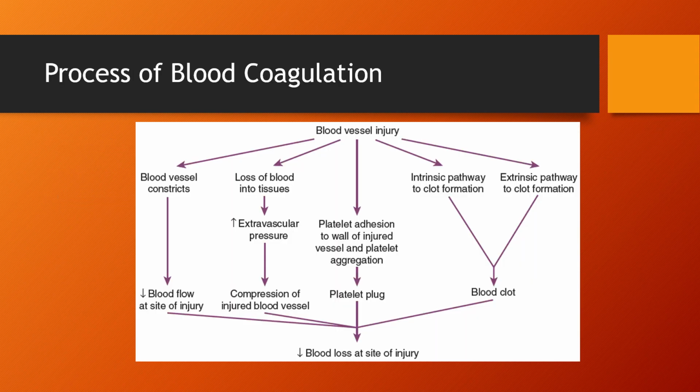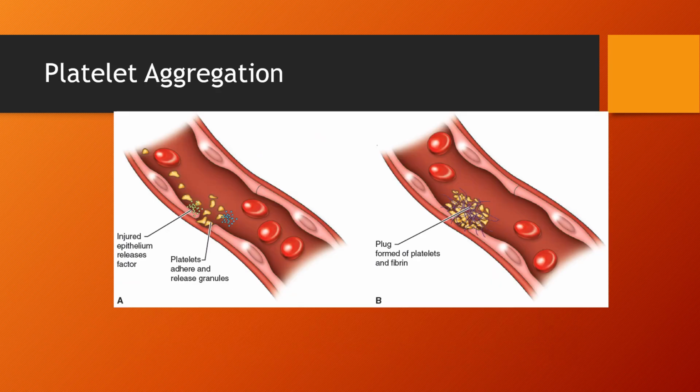This is just a picture of the process of blood coagulation. It shows the blood vessel injury, our intrinsic pathway, extrinsic pathway, as well as the actions that happen with the blood vessels. So showing our plug here with our platelets and fibrin that form the clot.